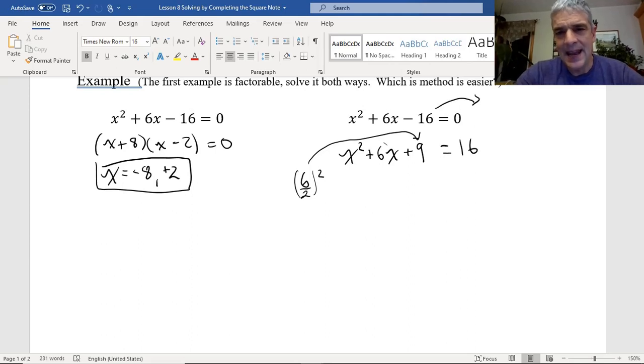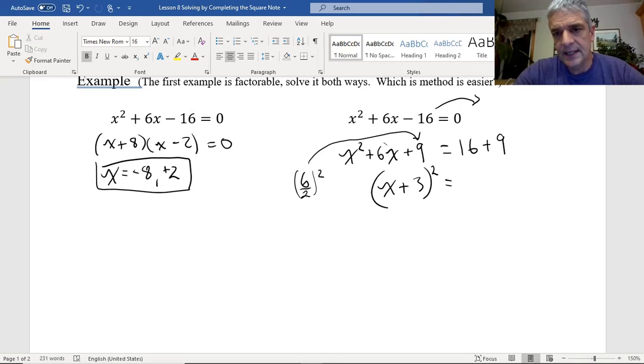Now, I can't add 9 to this side and not add 9 to this side. That's the rule of dealing with equations. Whatever you do to one side of the equation, you must do to the other. So I add 9 over here. And then I move to the next step and I say, let's factor this. And I say, well, I made this into a perfect square. So you'll see that factors of 9 that add to 6 are 3 times 3. And I did that on purpose so that I'd get x plus 3 times x plus 3. And so the answer here is x plus 3 squared. And over here, it's 16 plus 9 equals 25.